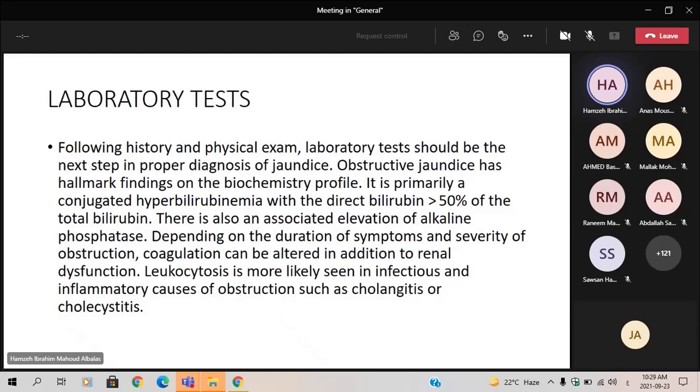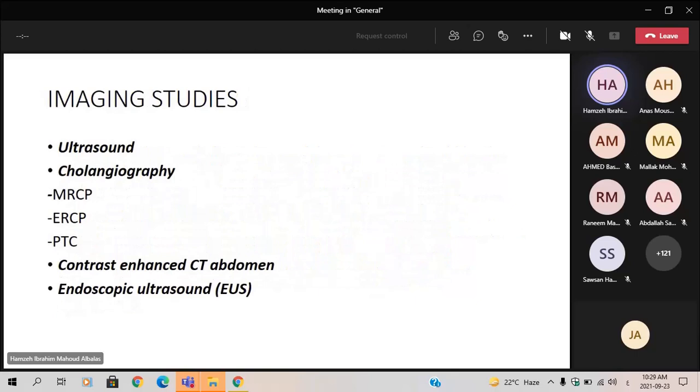In laboratory tests, we have to order a complete blood count, liver function tests, and kidney function tests to rule out an inflammatory process, as if there are elevated leukocytes, maybe infection. If there are stones or sludge in the common bile duct, bilirubin is elevated in total and direct, especially direct hyperbilirubinemia. In imaging studies, we also have to do ultrasound of the gallbladder and biliary system. We also have to do MRCP, ERCP, PTC, and percutaneous contrast cholangiography. Sometimes we have to do endoscopic ultrasound or contrast-enhanced CT abdomen.